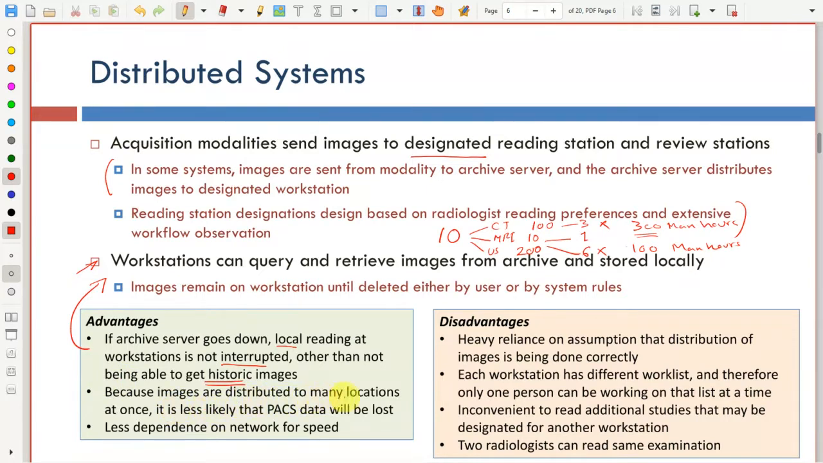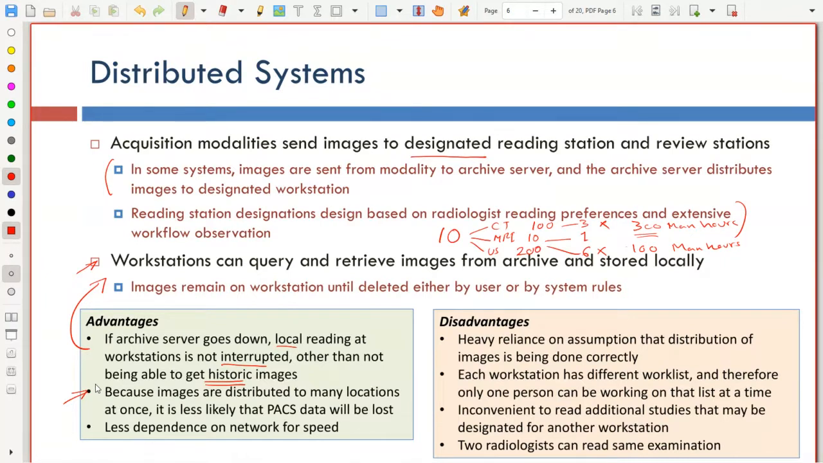Because images are distributed to many locations at once, it is less likely that PACS data will be lost. So here you have data on the acquisition modality, you have data on the workstation, and then it is saved eventually in the archive server. I'm not really a big fan of this statement, because the fact that the data will be lost is not as easy in current systems.